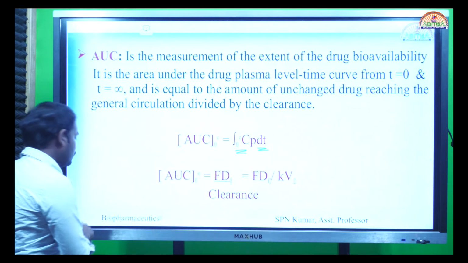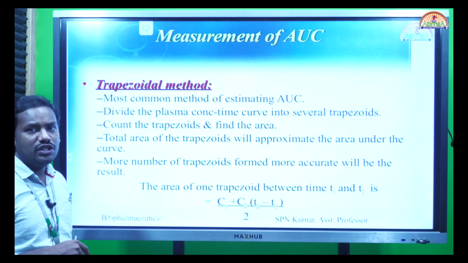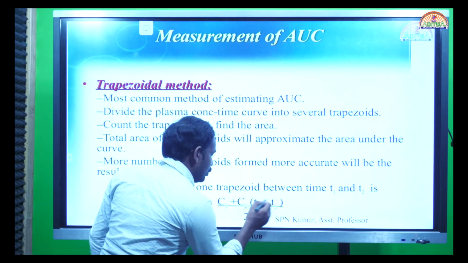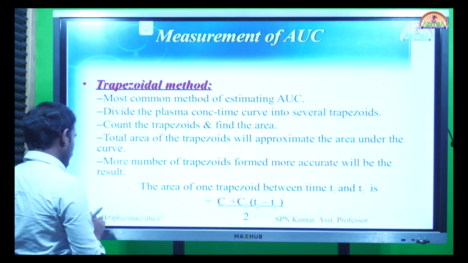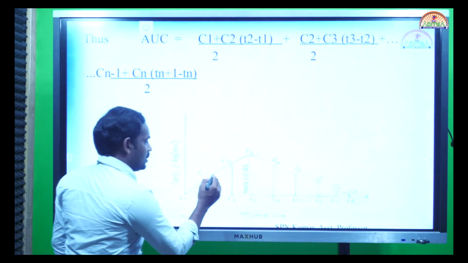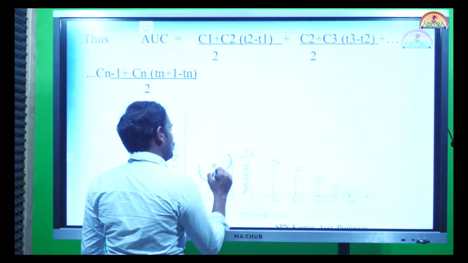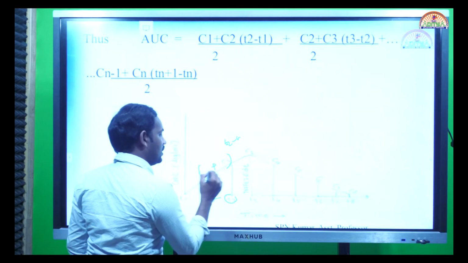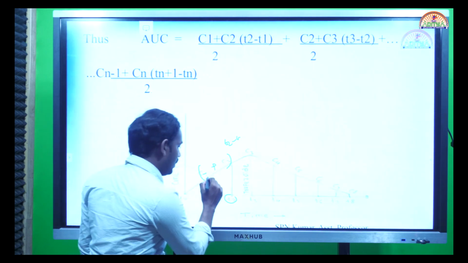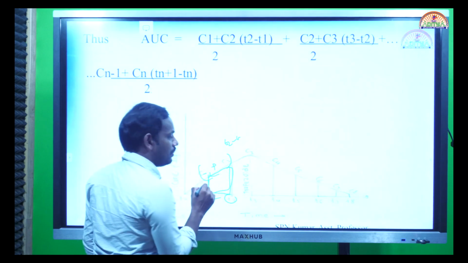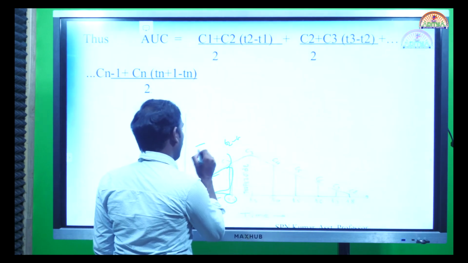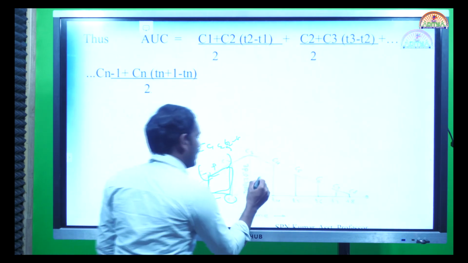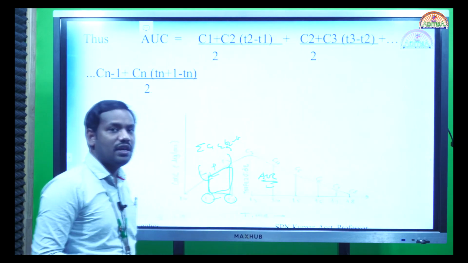So how can you measure this AUC? AUC can be measured by plotting this C1 plus C2 into T2 minus T1. Suppose there are two concentrations, C1 plus C2 into T2 minus T1. The difference between these time intervals, T2 minus T1, along with these two plasma concentrations, will give me the area beneath this segment. If you sum up all these things, C1, C2, C3, C4 and so on, you will get the area under the curve.